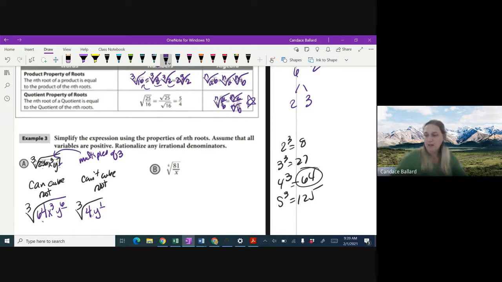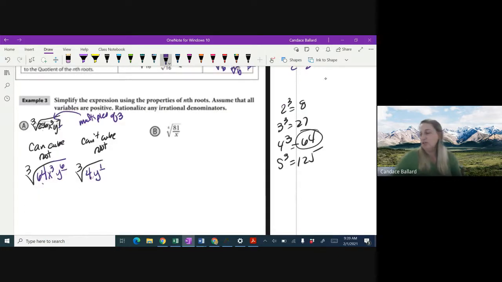I'm going to take the cube root of 64. Can you guys tell me what's the cube root of 64? Help me out in the chat. I want to make sure you're still paying attention. So what's the cube root of 64? All right, good job. It's 4.